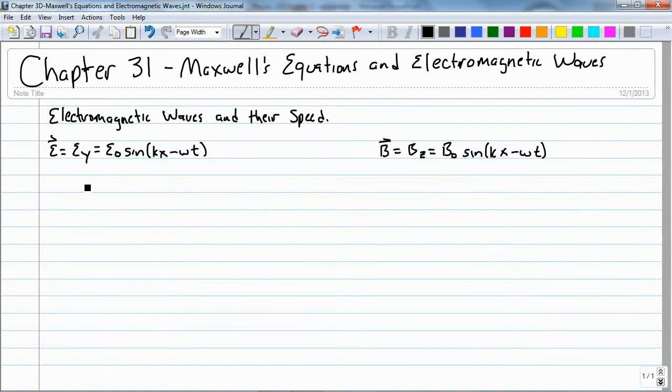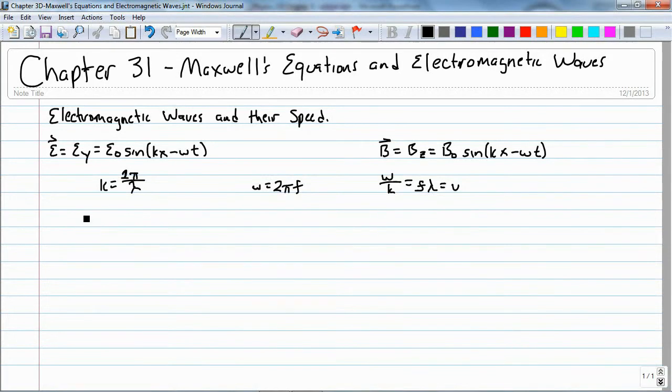Now remember from chapter 15 that k is also equal to 2 pi divided by the wavelength. Omega is equal to 2 pi times frequency, and that omega divided by k is equal to frequency times wavelength, and that's equal to the velocity of the wave.